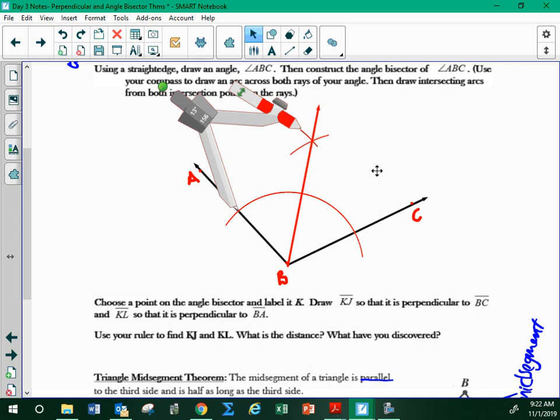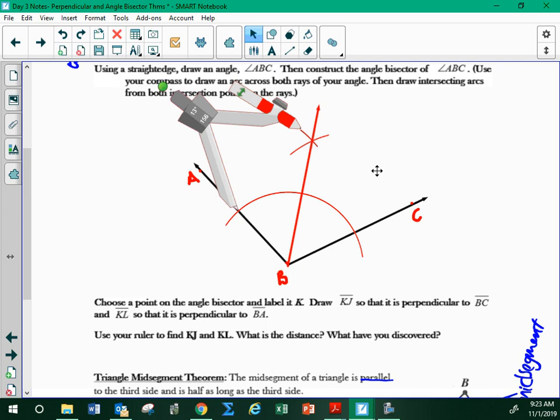Alright, so again, our process for this is pretty much a three-step process. Arc across so it intersects. From those, we go and connect. Okay, go ahead and show me your angle bisectors.